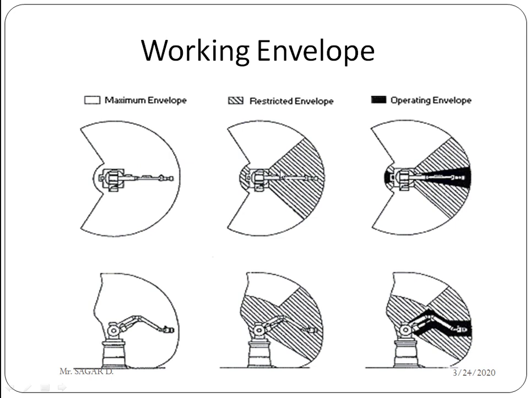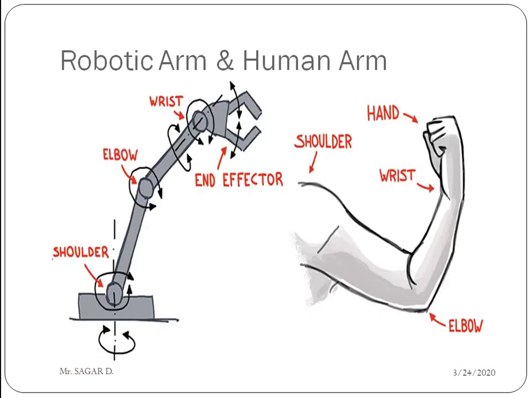Whereas in this second diagram, it is a restricted envelope. This arm can move from this point to this point, so it has some limitations on upper angle and lower angle. So it is called the restricted work envelope. The work envelope is also called the workspace. This is the operating envelope. This portion is only the operating work envelope. This is all about the workspace and work envelope.